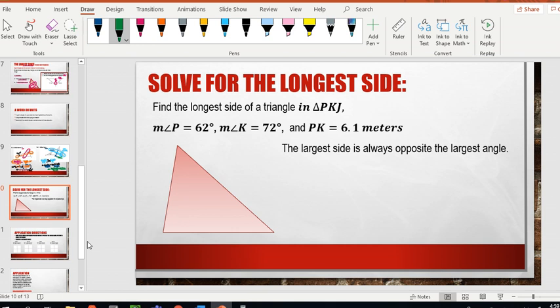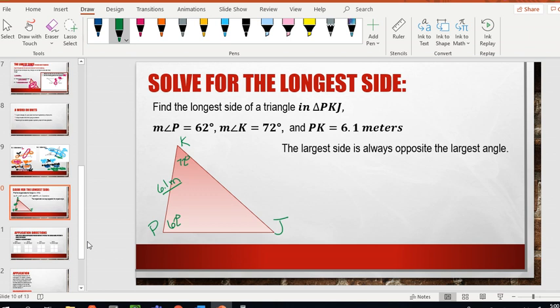All right, so find the longest side in triangle PKJ. Now, I'm just going to label PKJ. This triangle does not have to be to scale. One angle could be the wrong size. I'm not worried about that. I just need everything to be labeled so it gives me a representation of what I need to do. K is 72. In fact, that angle's definitely bigger than P, so if you wanted them to be rearranged, you could. PK, so this distance is 6.1 meters.